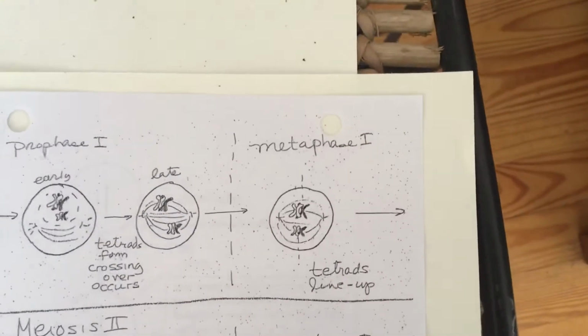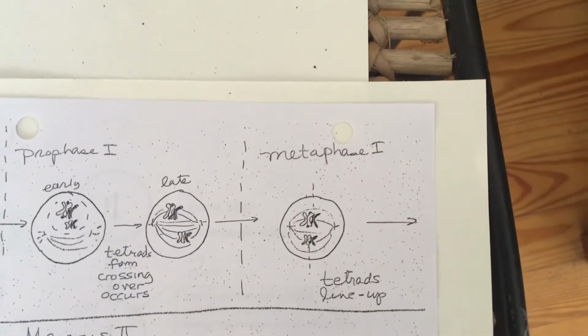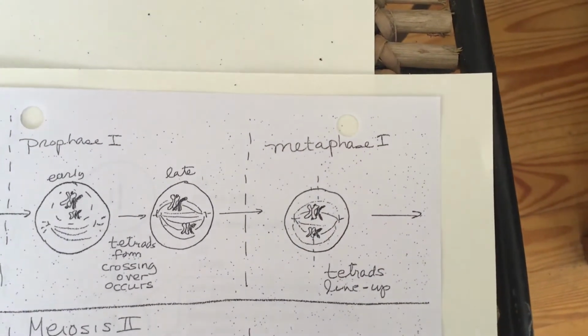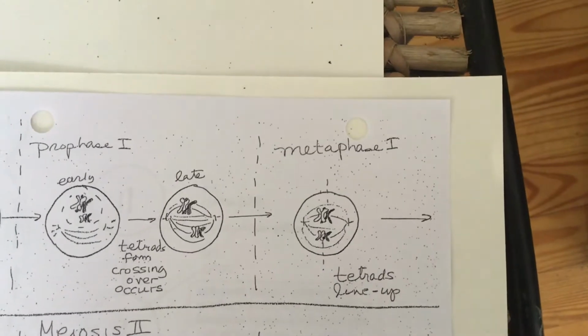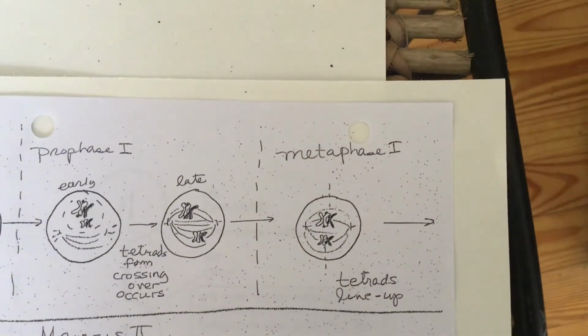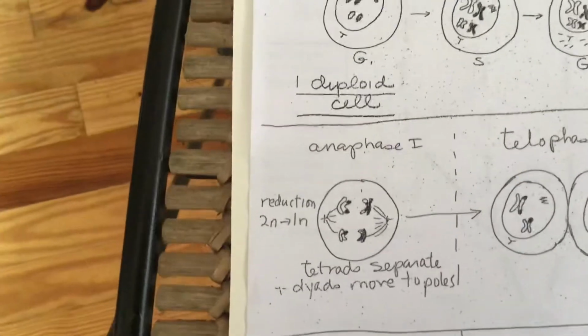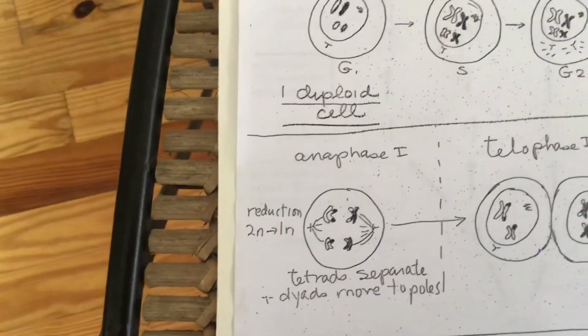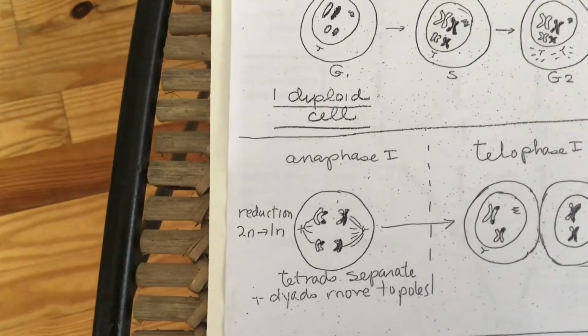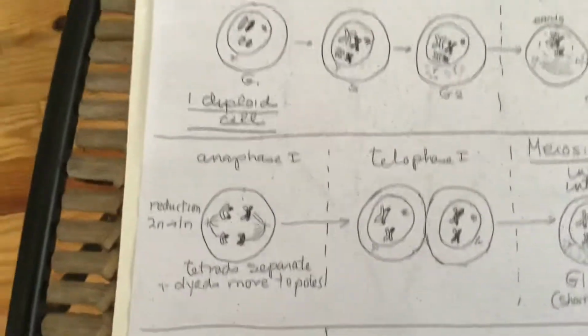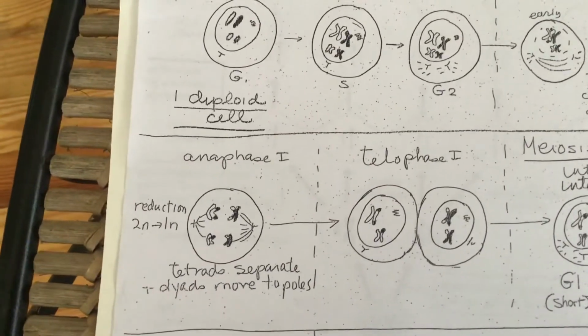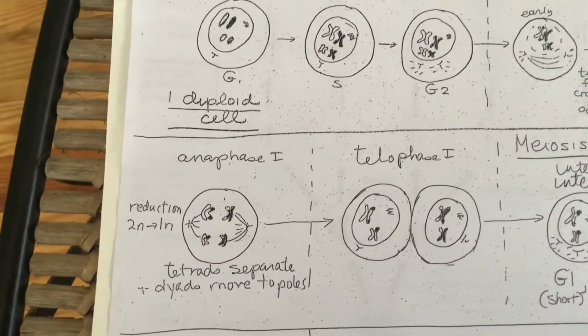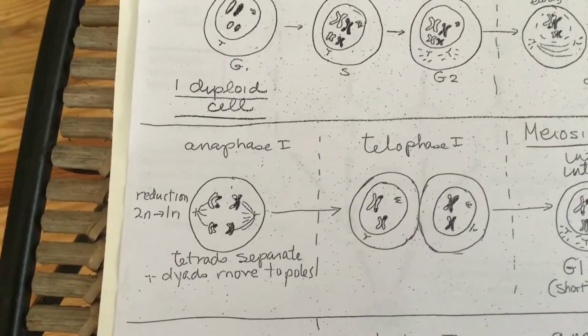What happens in metaphase is that the tetrads line up. So instead of having 4 individual chromosomes lining up like you would in mitosis, we have the homologous sets together. And then in anaphase is when they pull apart. So this is when the cell actually goes from diploid to haploid. This is called reduction division. And by the end of telophase, you will have a completely reduced chromosome. So in telophase 1, all the cells are 1n.